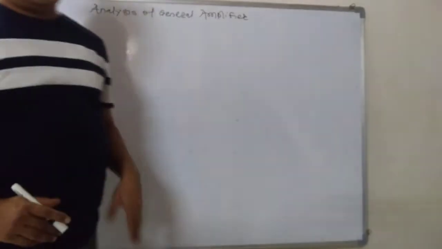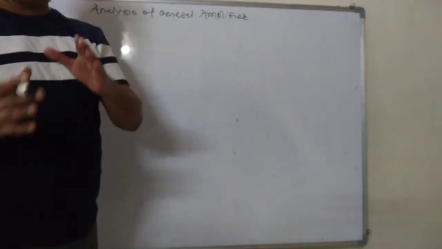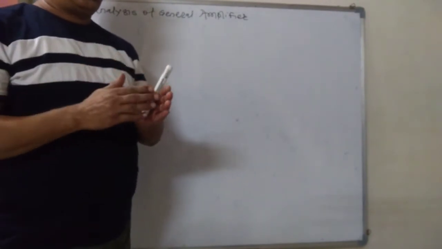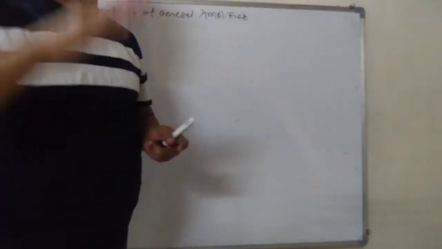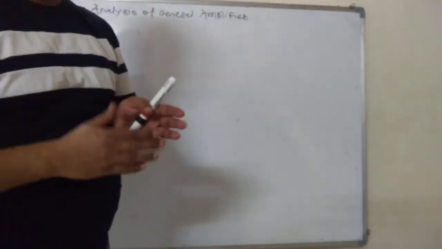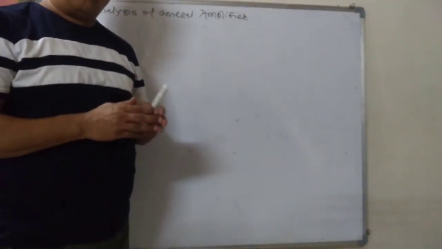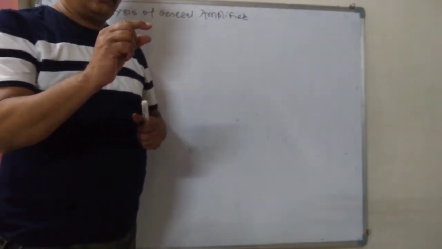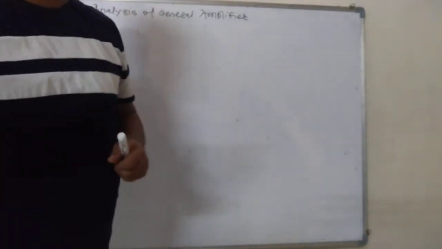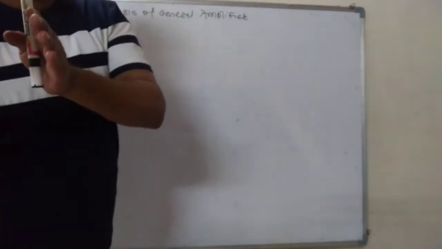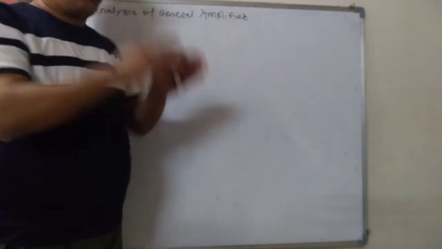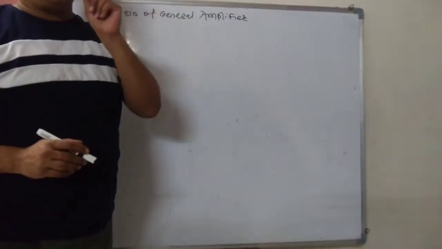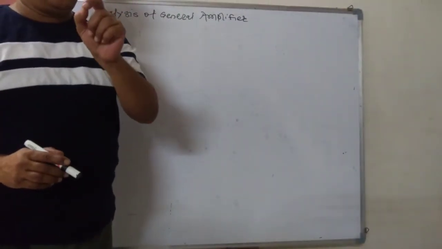Analysis of general amplifier. Now using BJT, we have to form an amplifier. Now what is an amplifier? Amplifier means to increase the strength of a weak signal. You have studied it in first year. A millivolt signal is converted into a volt signal. Input is millivolt, output is volt. This is amplification. So for analysis of a general amplifier, we have to form an amplifier using BJT or a 2-port network.